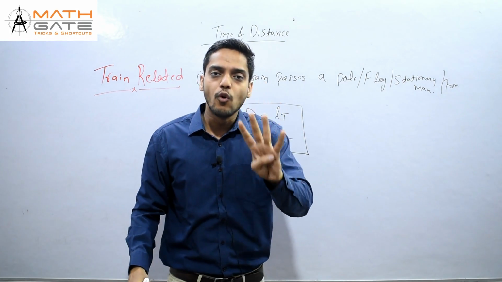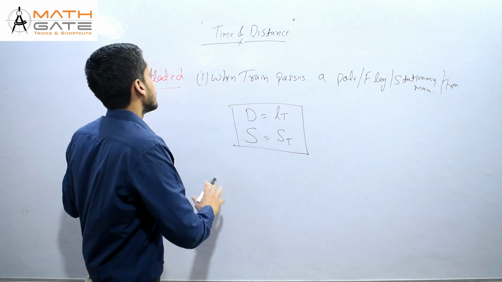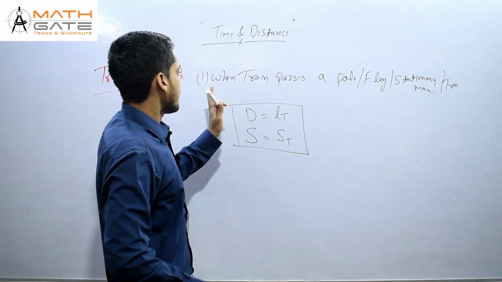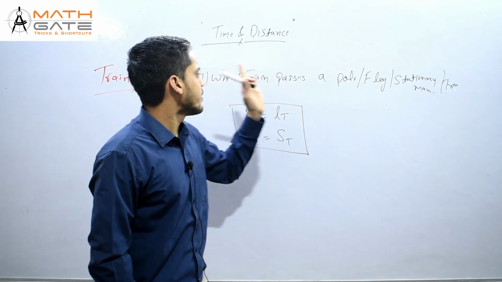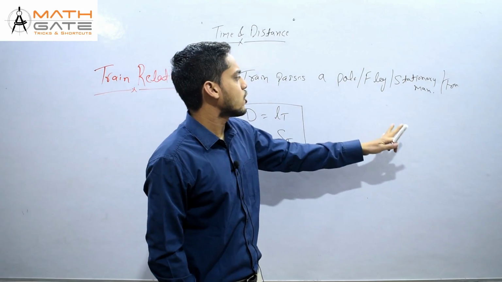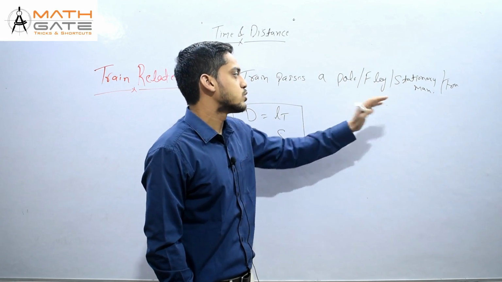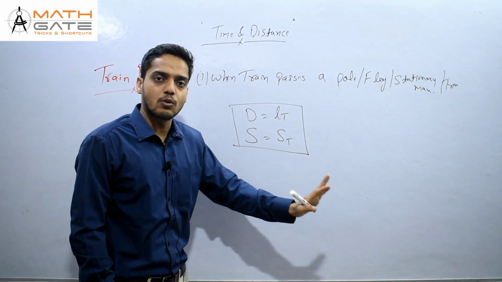So whenever train passes a pole, flag, stationary man or tree, it means whenever the train passes that kind of object, the length of which is negligible and which is stationary also, then distance equal to length of train and speed equal to speed of train only.